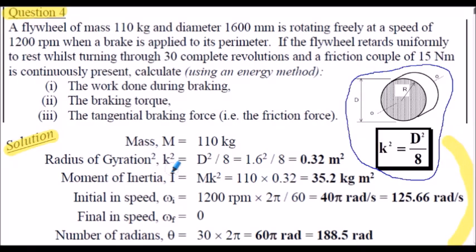Just note in this question we need to calculate the moment of inertia I. It's been given in the other questions. But we have the mass in the question and we can calculate the radius of gyration squared, the k squared value, because we know from a previous presentation for a solid circular disc the k squared value is d squared upon 8. So in this case we've calculated k squared. Diameter is given as 1600 millimeters, converted to meters here.